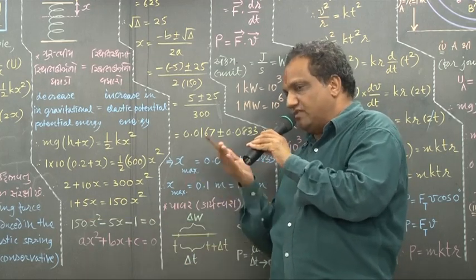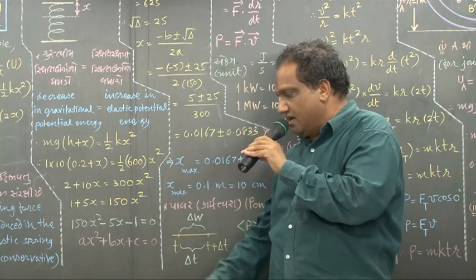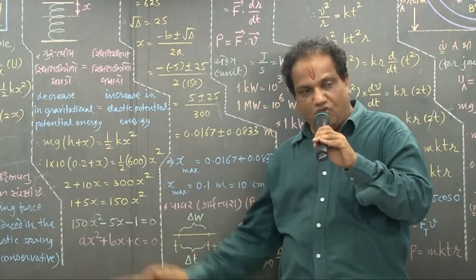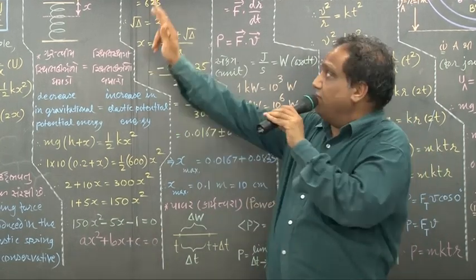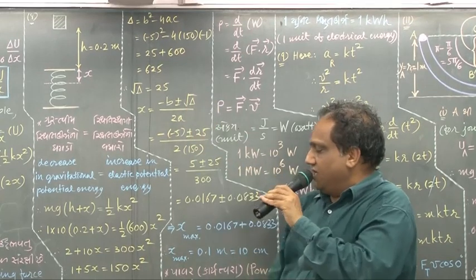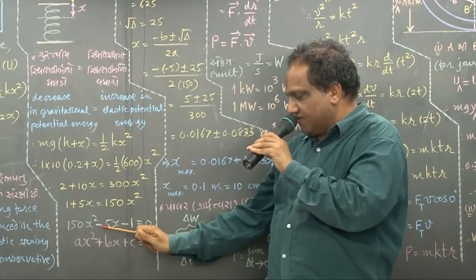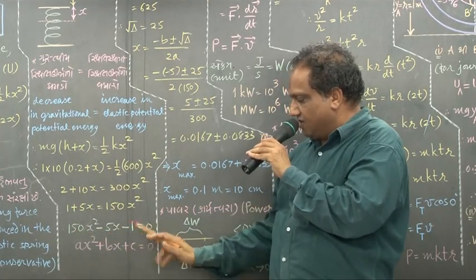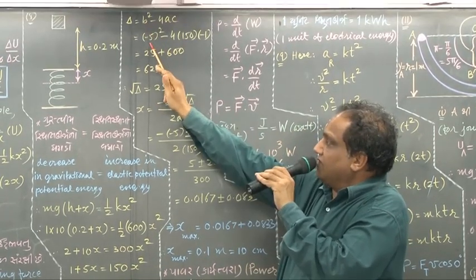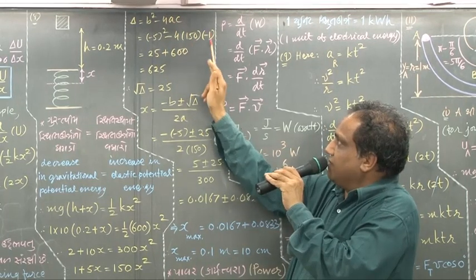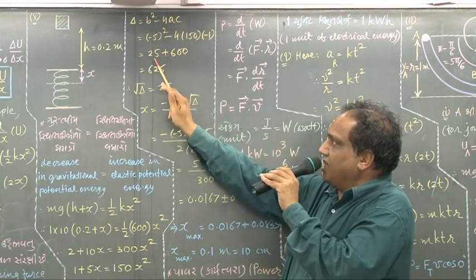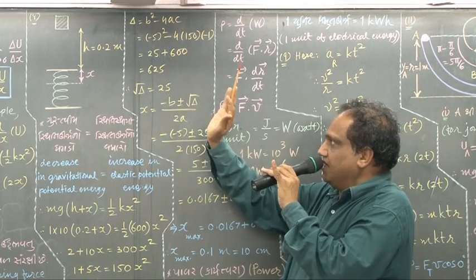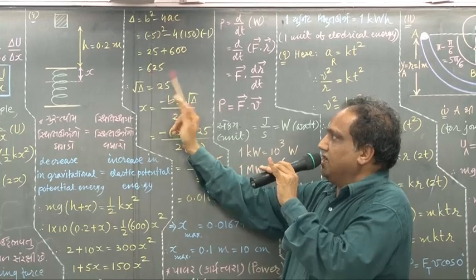Compare this quadratic equation with the standard format, ax square plus bx plus c equals 0. Find out delta. What is delta? b square minus 4ac. What is the b value? Minus 5. a is 150. c is minus 1. Minus 5 square will be plus 25. Minus minus plus, 150 into 4, that is 600. Plus 25, so it is 625.